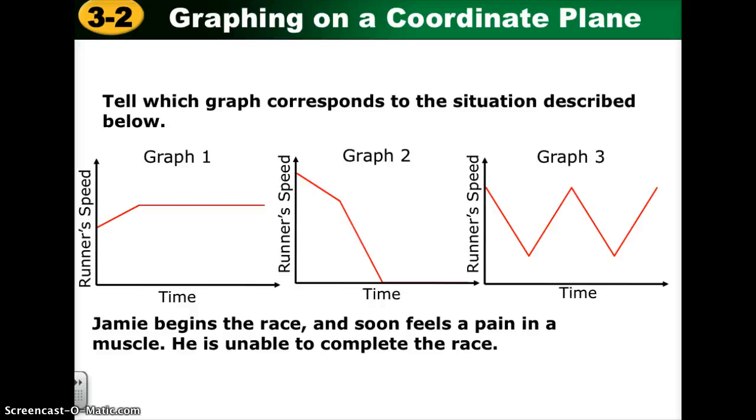So if we're looking for a graph that shows a runner unable to complete the race, the only one that would make sense would be graph number 2. So if we start up at the top and work our way down, you can see that where Jamie gets injured, he quickly drops off and is unable to finish the race.